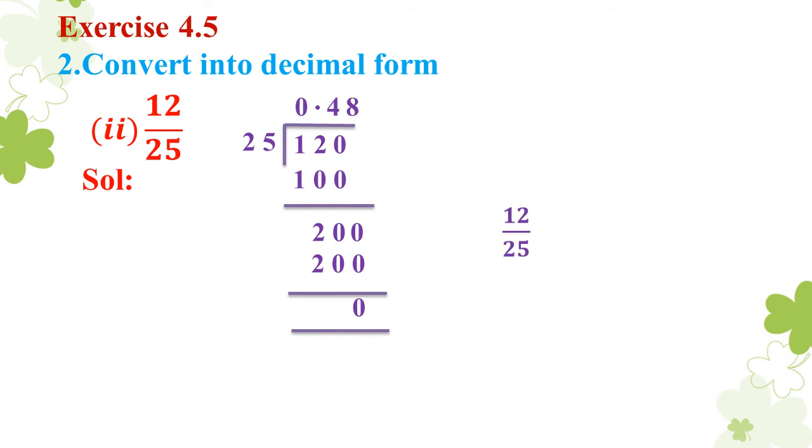When we divide 12 by 25, we get the answer 0.48. This is a terminating decimal.